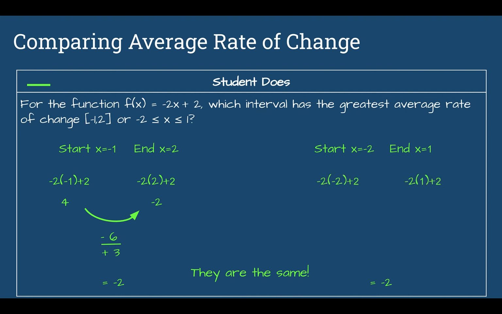If we plug in the other interval, -2 and 1, we get 6 and 0. Again, it is decreasing by 6 over an interval length of 3. Again, -6 divided by 3 is -2. So both of those had the same rate of change.